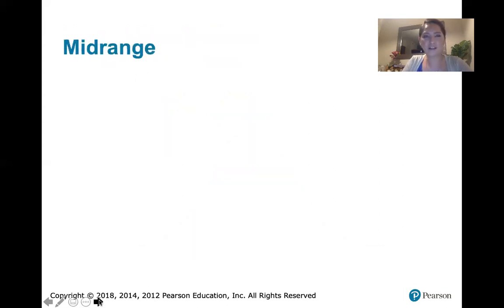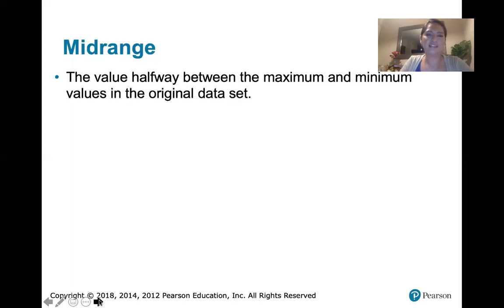The fourth and final measure of center that we'll discuss is called the midrange. This is the value halfway between the maximum value and the minimum value in your original data set.